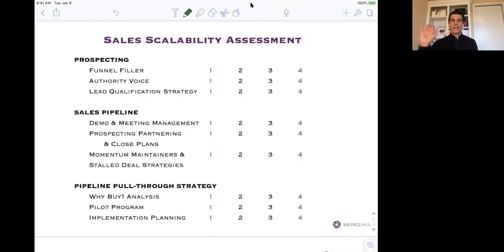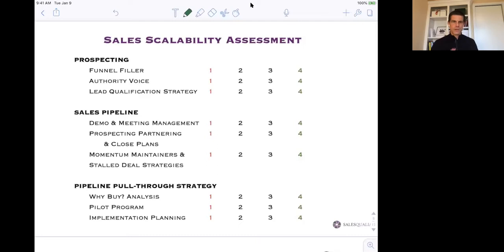1 is bad, 4 is good. 4 means you're crushing it, killing it. This is like you're a model of what every other startup should be. 1 is like, oh crap, this is a disaster. 2 is like, we're not terrible, but we're pretty bad. 3 is like, we're getting there. A few nudges, we can be a 4. Hope you guys are clear on that.